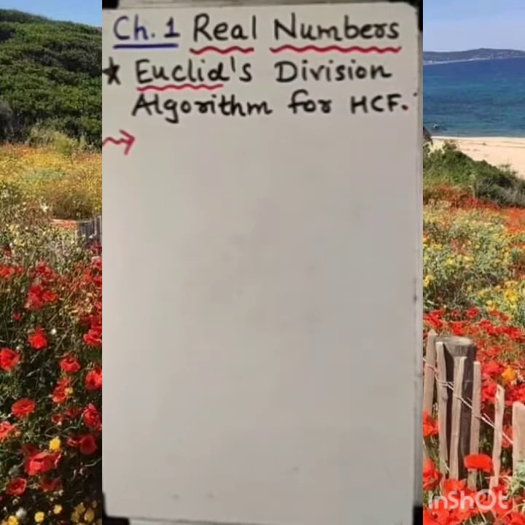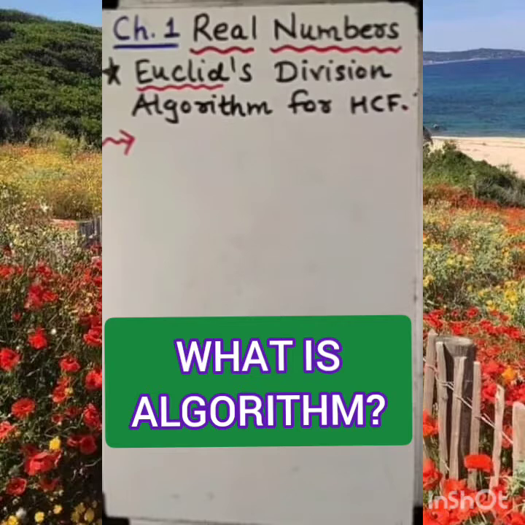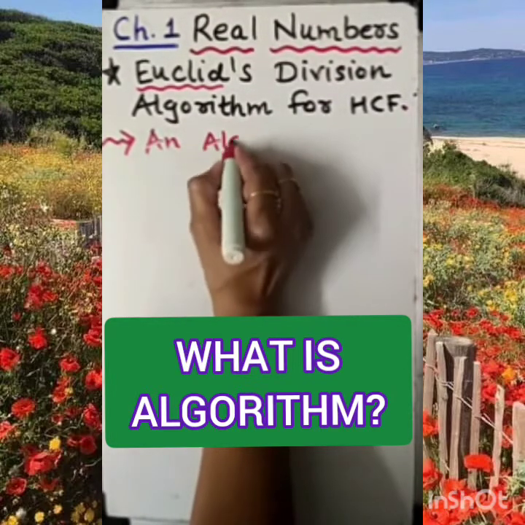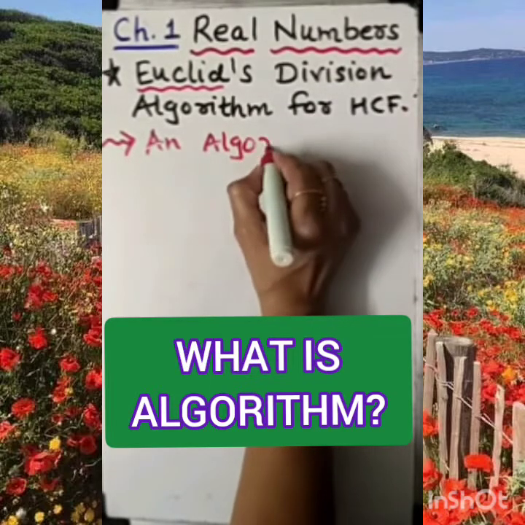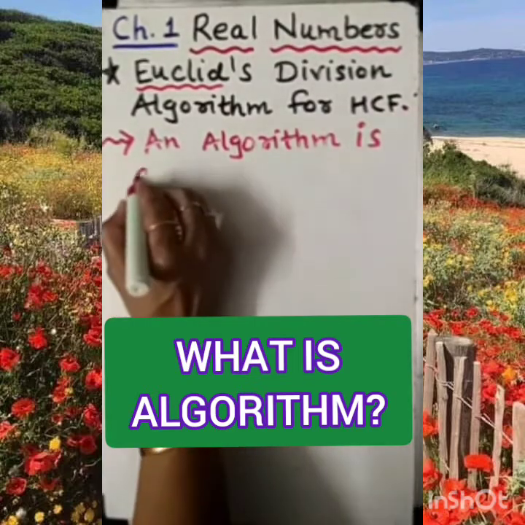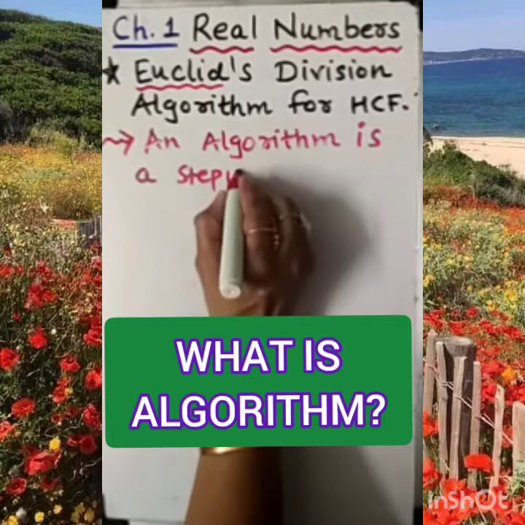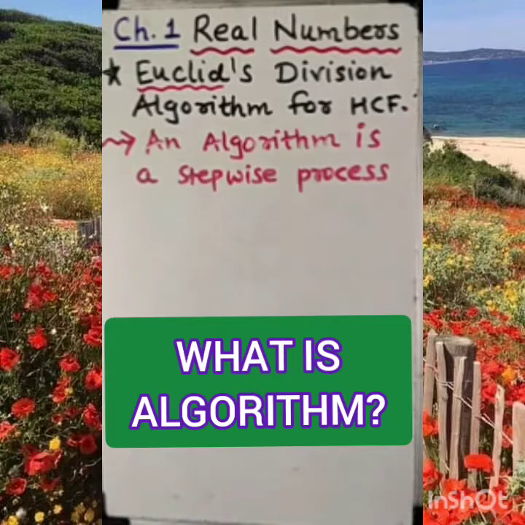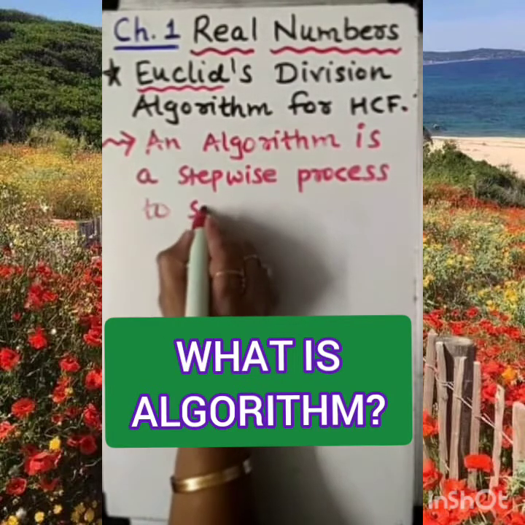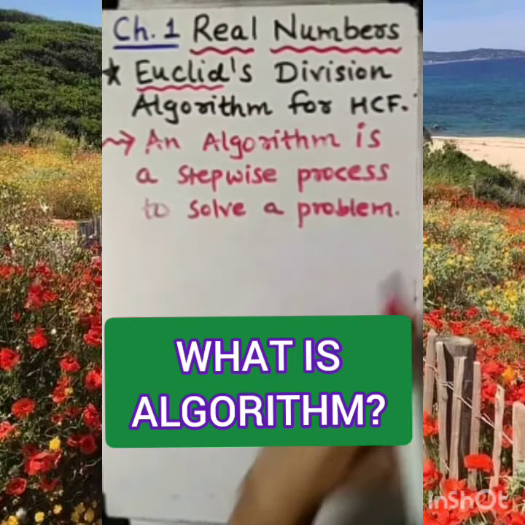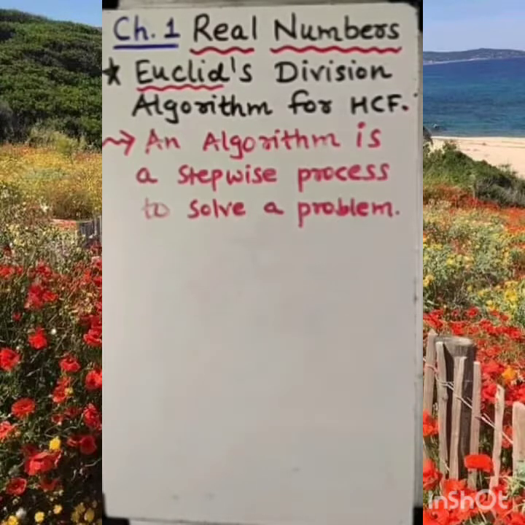Now, an algorithm is a stepwise process to solve a problem. You are well aware of the word algorithm. So please note down: an algorithm is a stepwise process. Step by step we are working to solve a problem. This is a stepwise process to solve the problem.